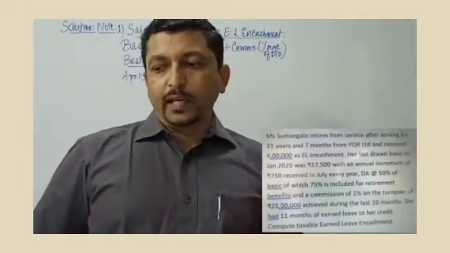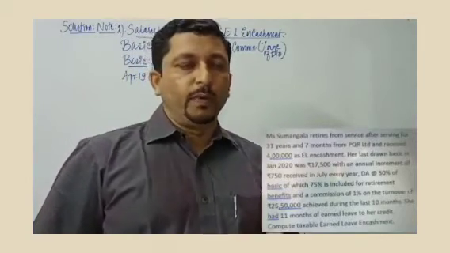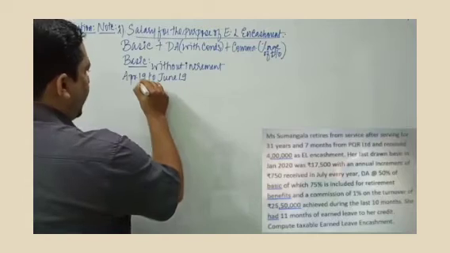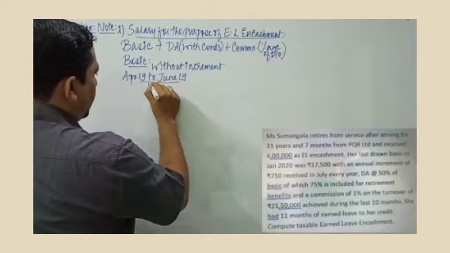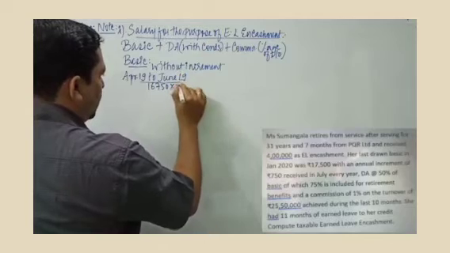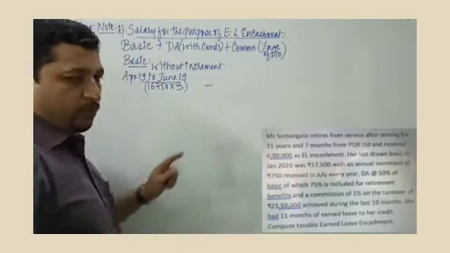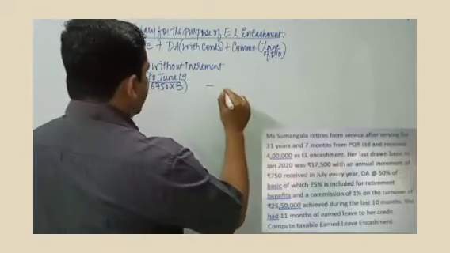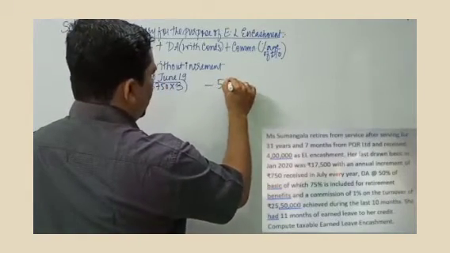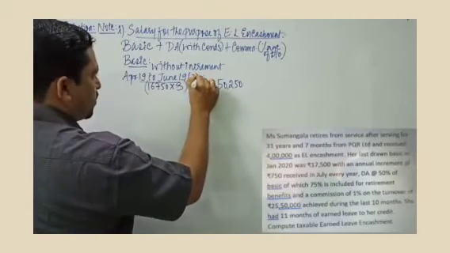So from the present basic, which is 17,500 rupees, 750 will be deducted. So it will be 16,750 into 3, which will give you 50,250. So this is 3 months.